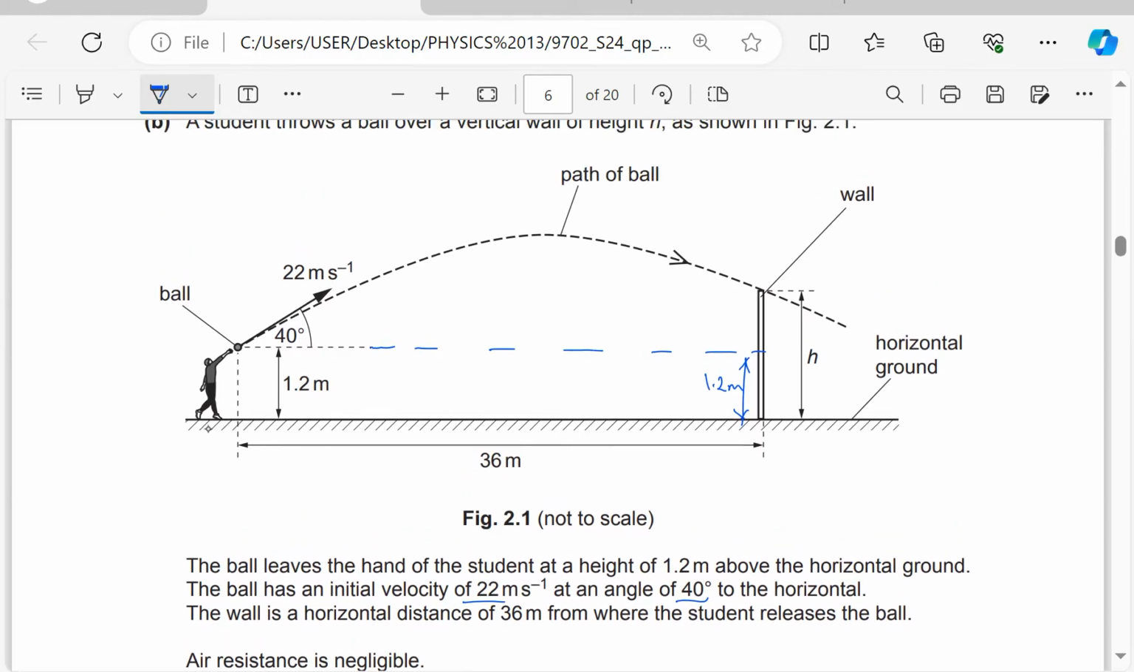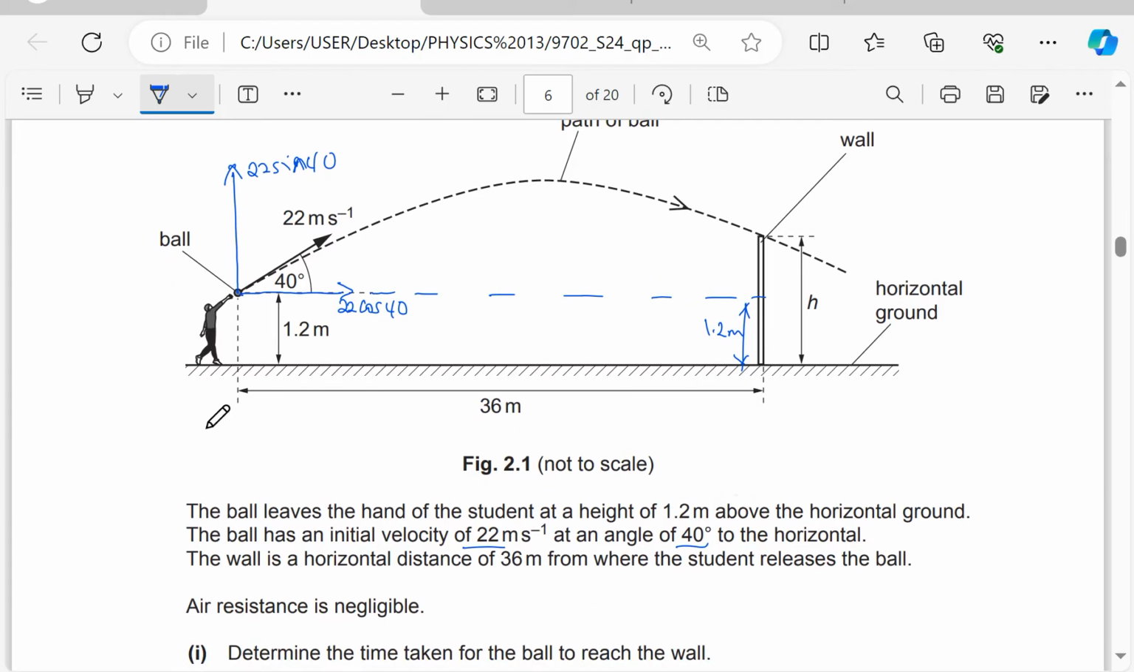So we have to resolve this velocity into two parts. Its component in the horizontal will be 22 cos of 40 or 22 sine of 50. Its component in the vertical, because it has two components, its component in the vertical, initial velocity in the vertical is going to be 22 sine of 40 when we resolve it in the vertical.